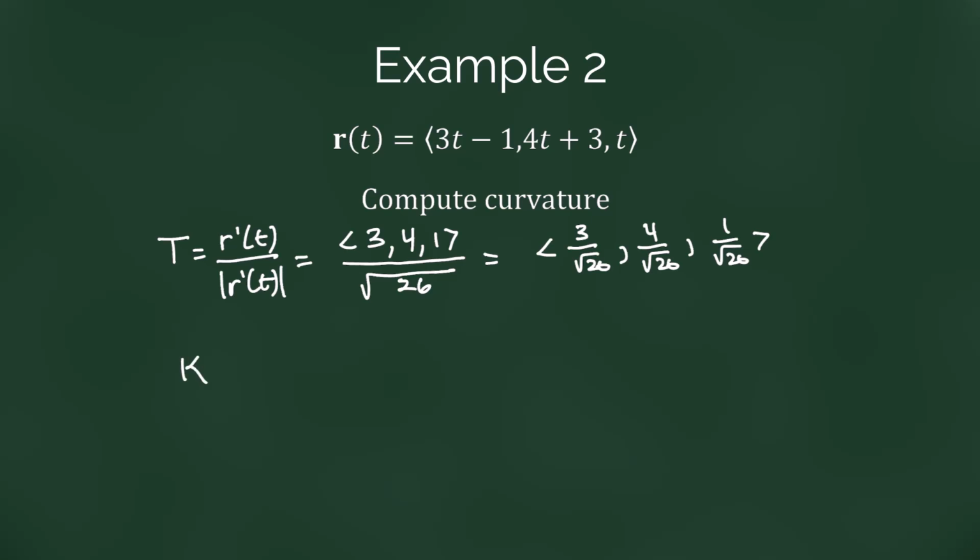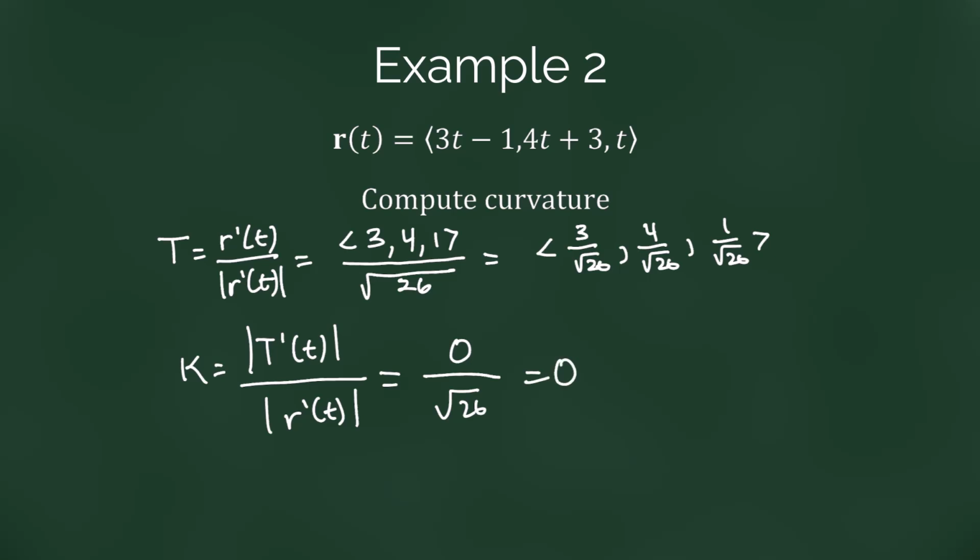Okay, now we have to remember that kappa is the magnitude of the derivative of that, divided by the magnitude of the derivative of the velocity. But T is a constant vector, which means it's not changing at all with respect to t or any other parameter. So we get 0 over the square root of 26, which is 0.